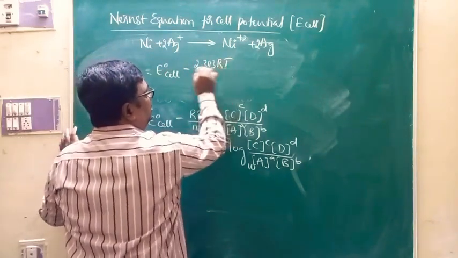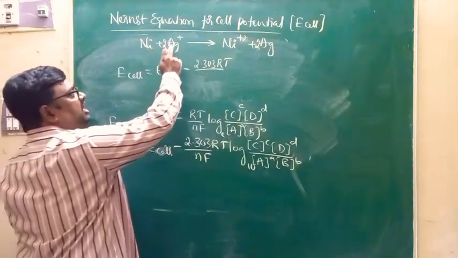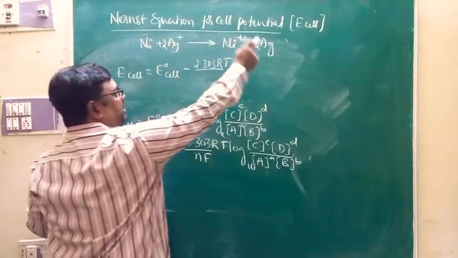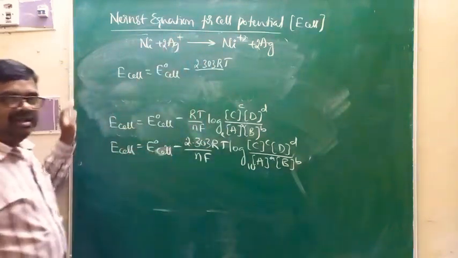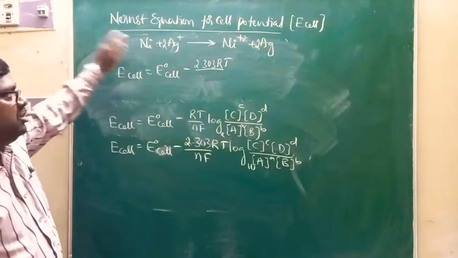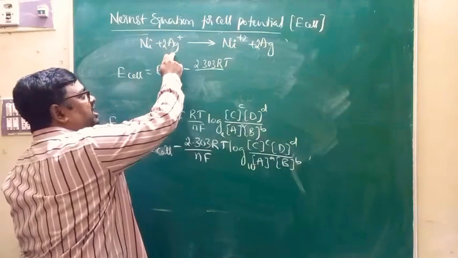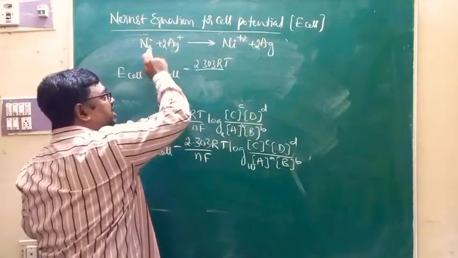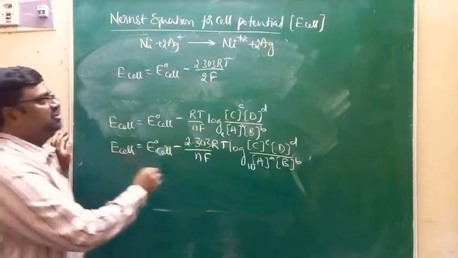2.303 RT by nF. What is the total number of electrons lost? Ag plus will take up 1 electron to become Ag. But here what are the charges? Plus 1 into 2 gives 2. 1 Ag plus will take up 1 electron, but 2 Ag plus will take up 2 electrons. The number of electrons taken by silver ion is 2. The number of electrons lost by nickel is also 2. Therefore it is 2F. n is equal to 2.